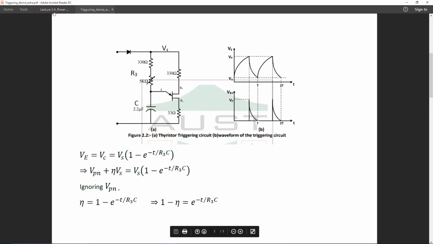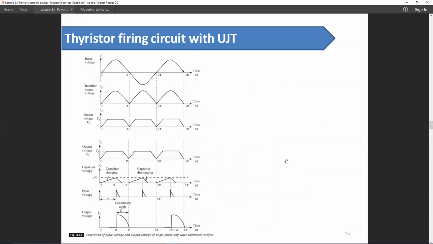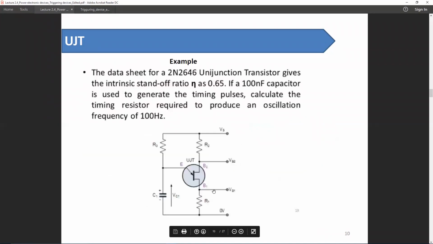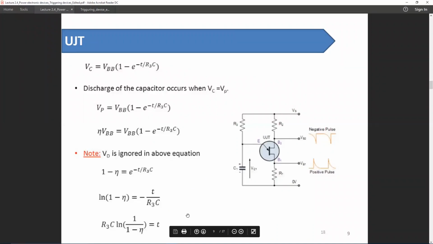So if we get back to our main slide, we can get the charging time of the capacitor from this equation. If this resistance, the capacitance, and the value of this eta is provided, we can determine the charging time or delay time of the trigger by this equation.